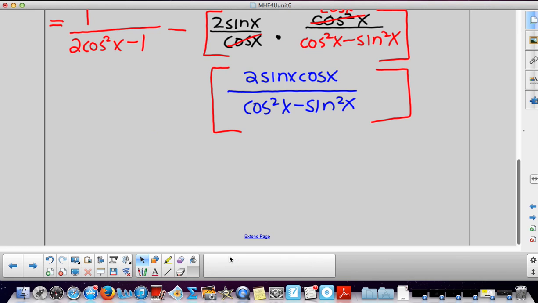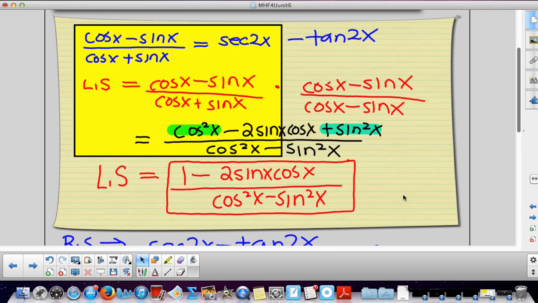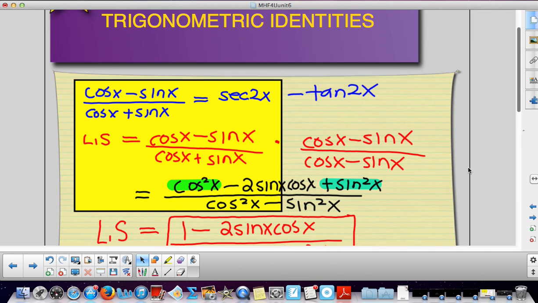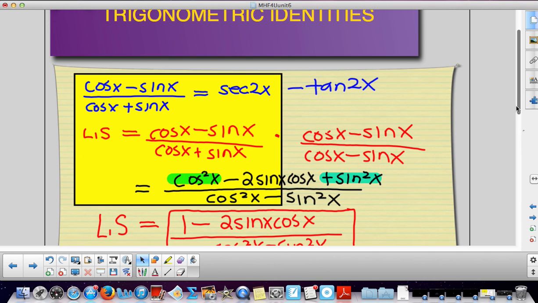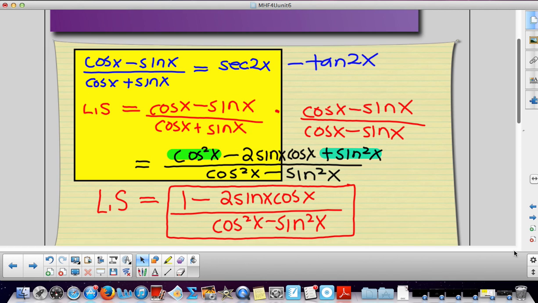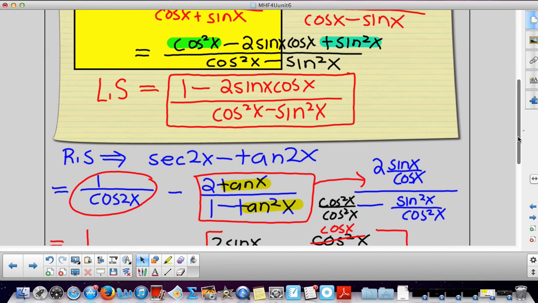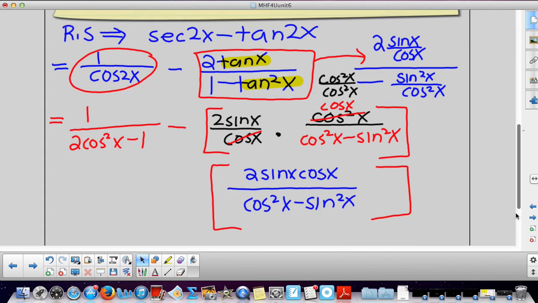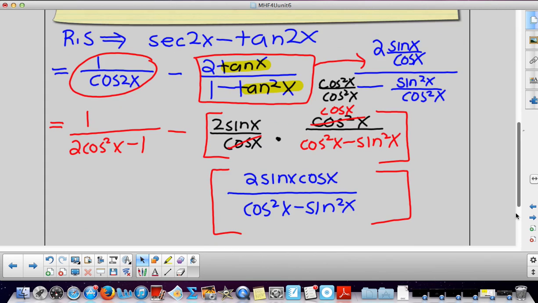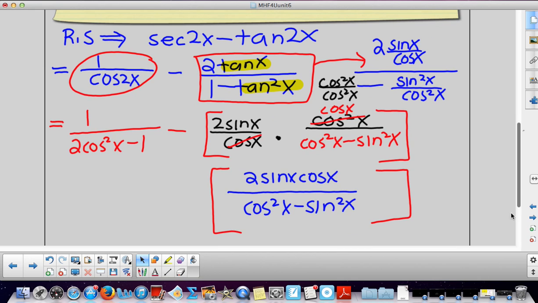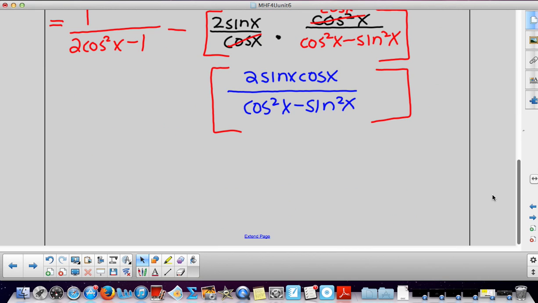If I look back to my left-hand side, my denominator is cos squared x minus sine squared x. So you want to keep that in mind, because you always have to look at what you're trying to get. I have a cos squared x minus sine squared x in my denominator right now. So now I have to deal with this 1 over 2 cos squared x.